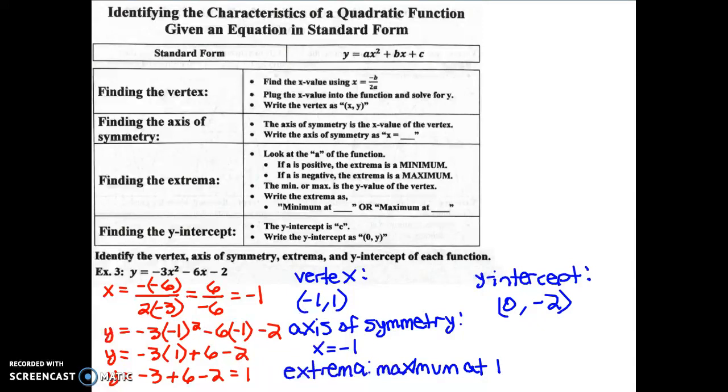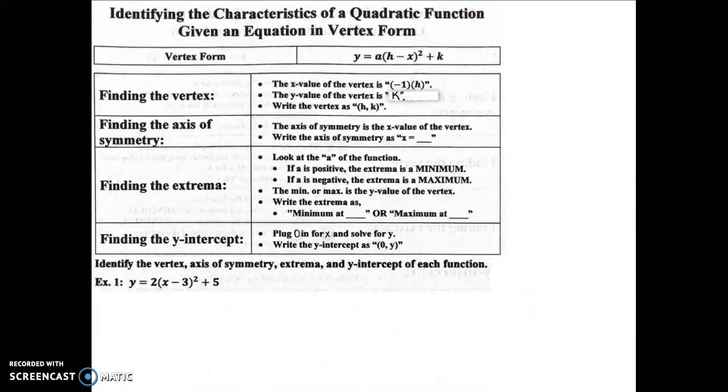Now we're going to go ahead and move into identifying characteristics when given an equation in vertex form. So again, I have the instructions here, so we're just going to simply follow them. Okay, so to find the vertex, and there is a typo on your paper, I believe, I'm not sure if you guys got the correct copy or the one that I messed up, but where it says the y value of the vertex, yours said negative 1 times k. That's not correct. It's just k. So please change that to where it just says k.